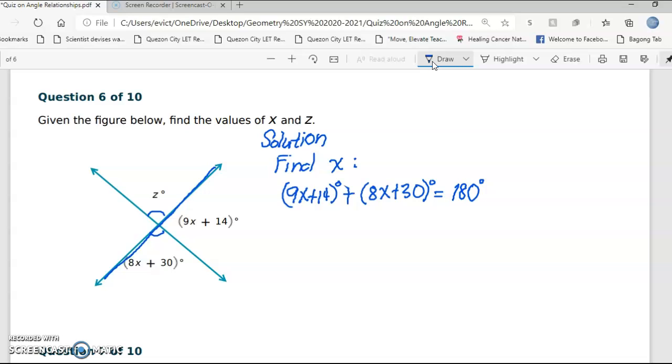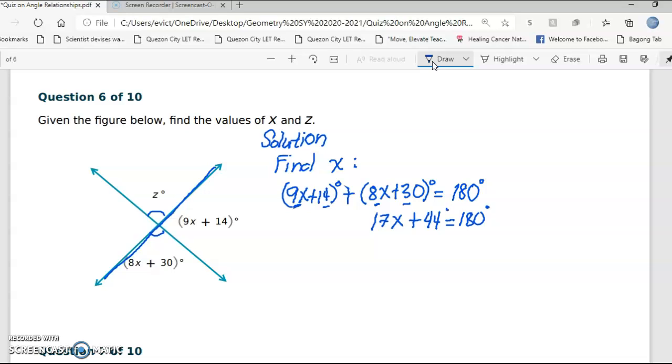Now let us combine like terms. What are the like terms? So we see the variable x here, then we have whole numbers. 9 plus 8 equals 17, so we have 17x plus the whole numbers. 14 plus 30 would be 44, equals 180. Okay, let us put that.